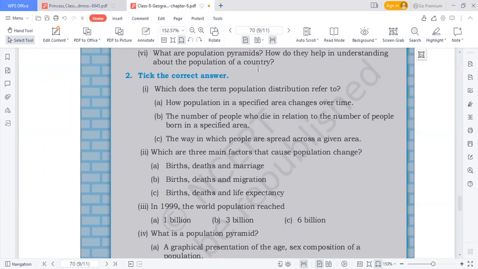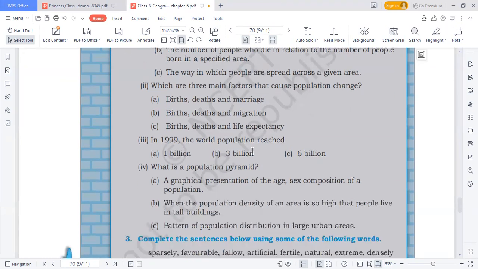In 1999, the world population reached just recently, as Khyati gave her answer. C option, 6 billion. Manasvi, Japji gave the correct answer. Saumil also. Saumil, Manasvi and Japji gave the correct answer. 6 billion. What is a population pyramid? Option A, very good.